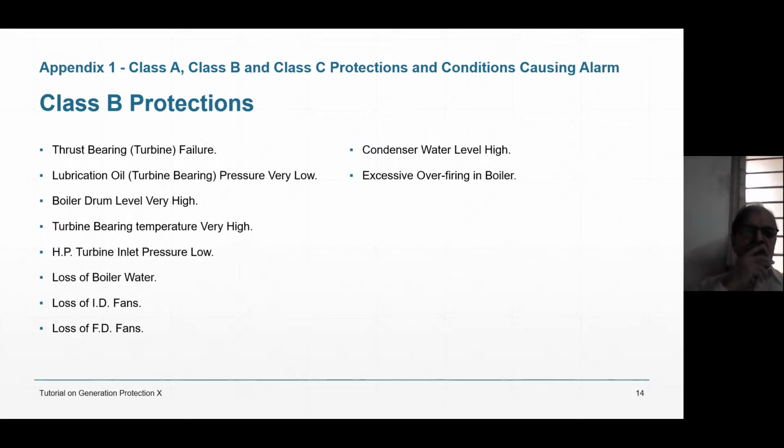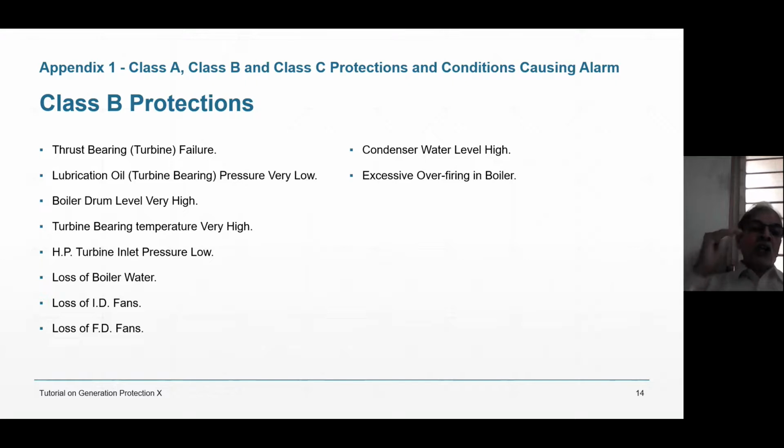Not only these, yet continued. Thrust bearing of turbine fails. Lubricating oil, turbine bearing pressure very low. Once again, very low means if it is low, alarm will be heard. And if lubrication oil pressure is very low, then class B protection will operate. You see, many of these reasons are mechanical.